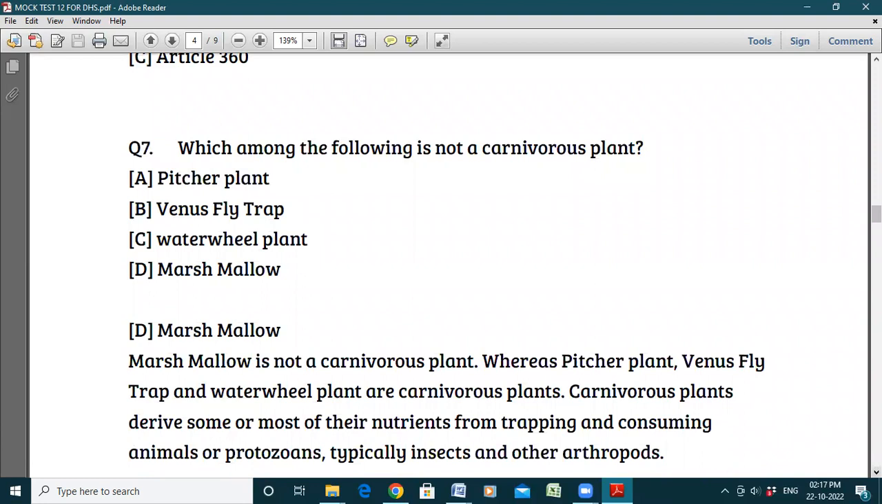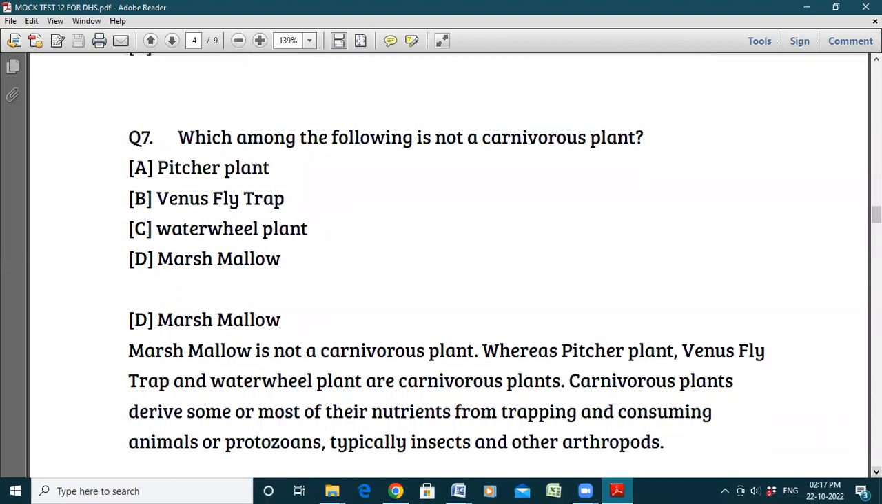Marshmallow is not a carnivorous plant, whereas pitcher plant, Venus flytrap and water wheel plant are carnivorous plants. Carnivorous plants derive some or most of their nutrients from trapping and consuming animals or protozoans, typically insects and other arthropods. So D is the correct answer.